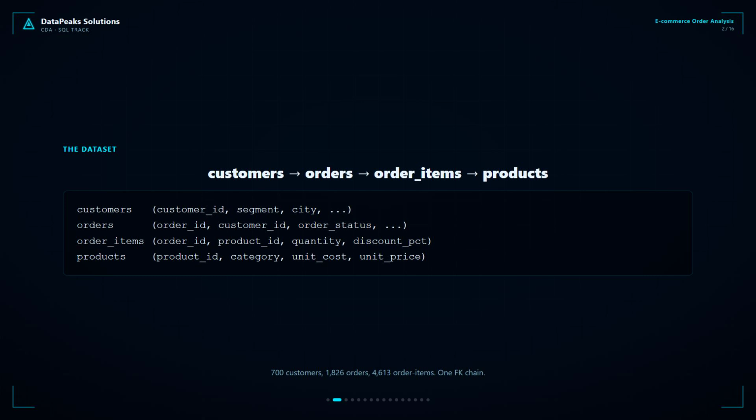With nearly 700 customers, over 1,800 orders, and more than 4,600 order items, understanding these relationships helps you write accurate joins, avoid duplicate records, and answer real business questions with confidence. Master the schema first, SQL becomes much easier.